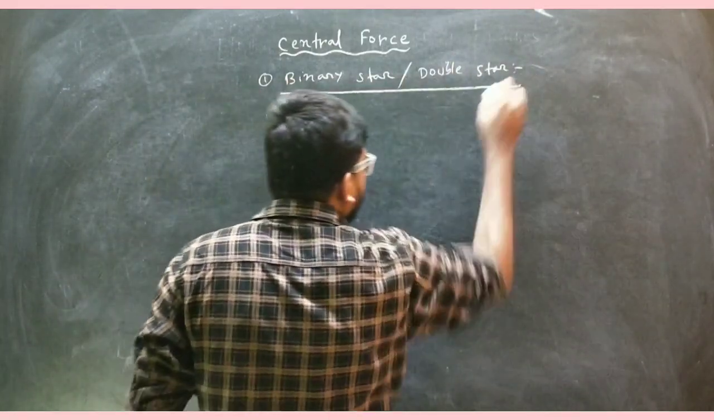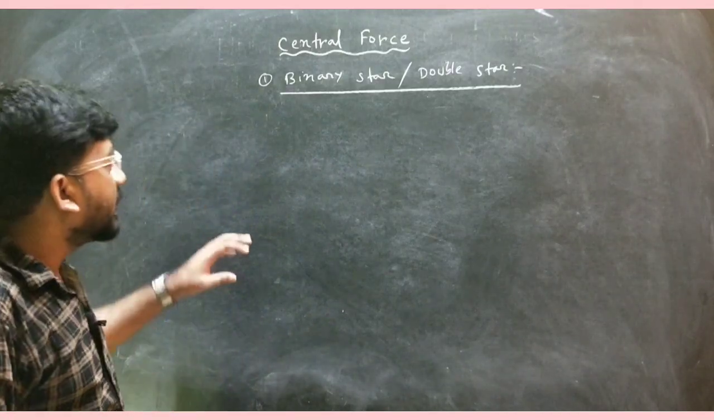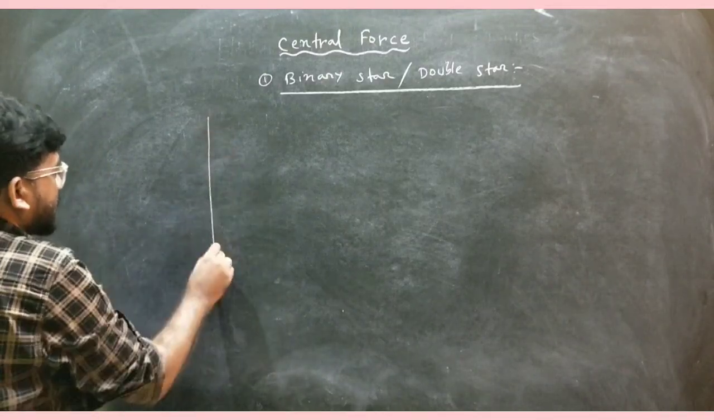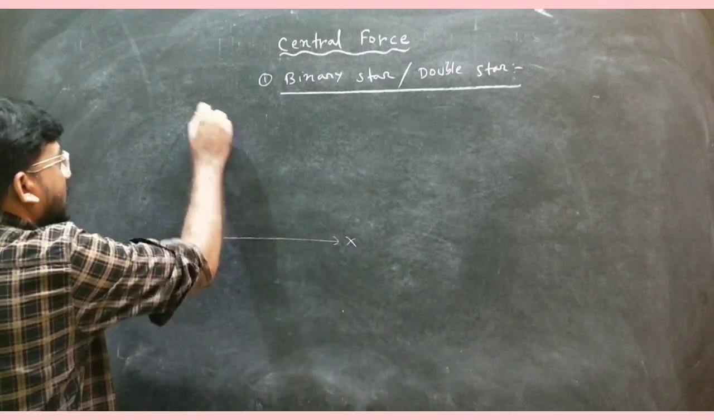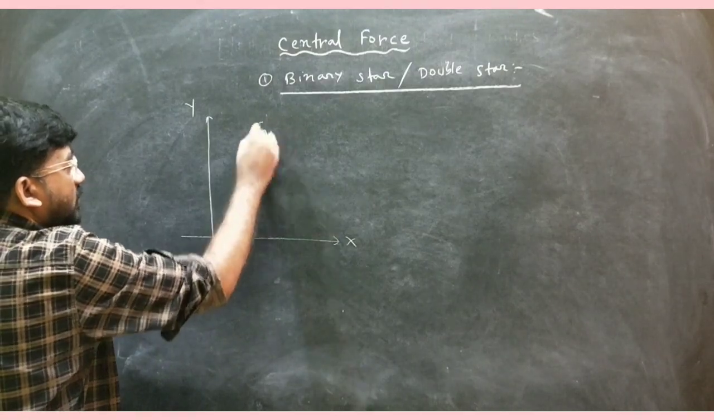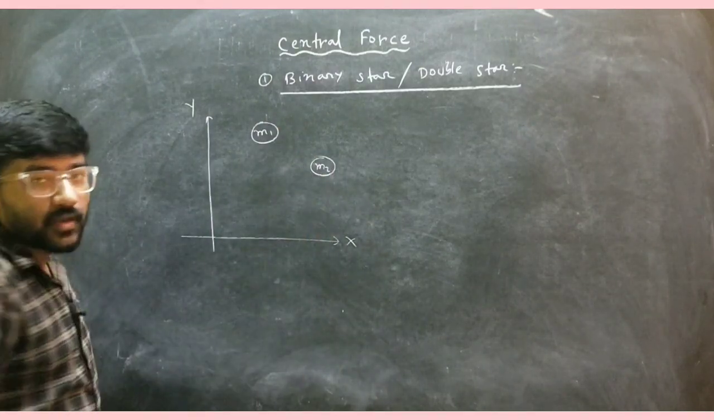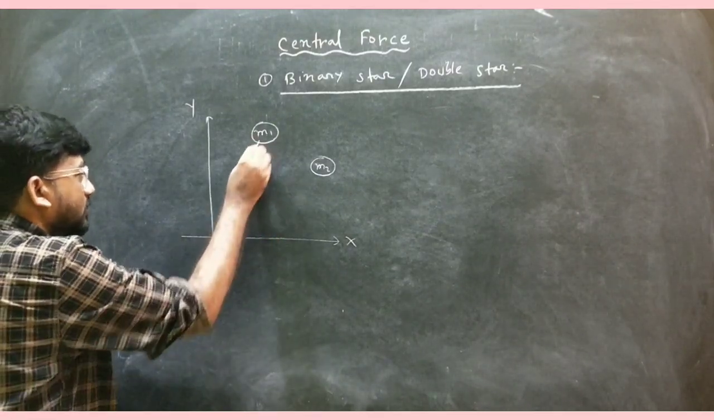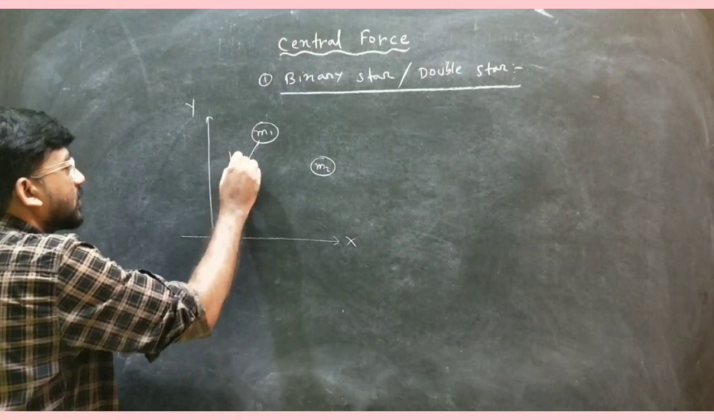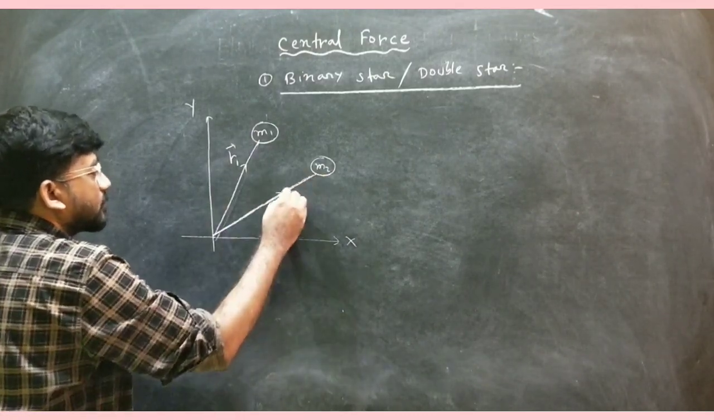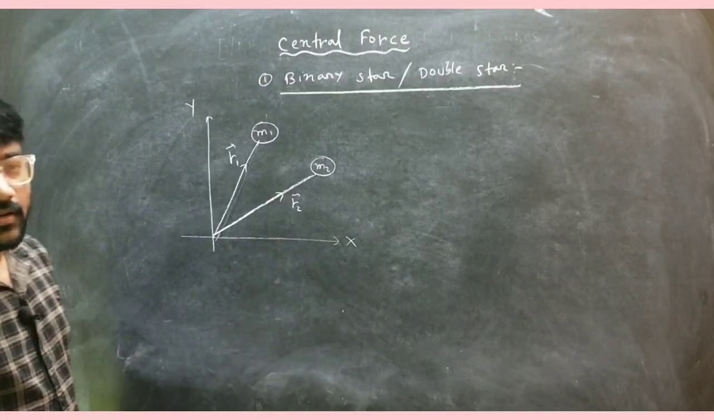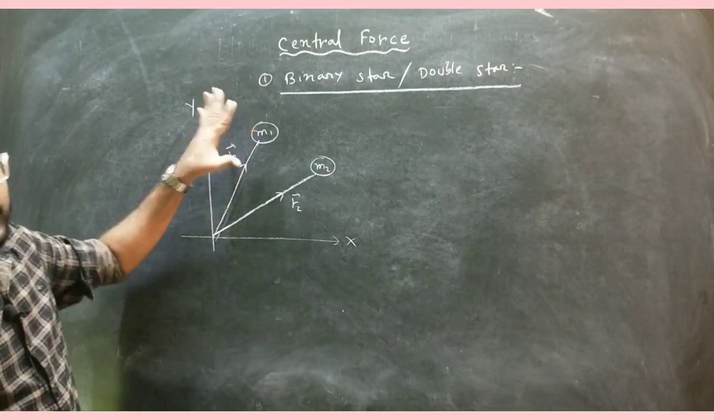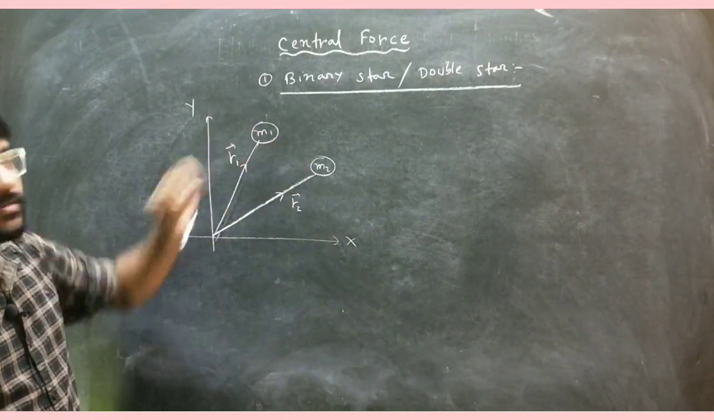Now before going to the detail of this, let us remind you what we have studied in the last class. So we have a coordinate system, something like this, and we have two objects, one of mass m1 and another of mass m2. m1 has the position vector r1, and m2 has the position vector r2. Now what we have done, we have just tried to find out the equivalent one body system of these two bodies.